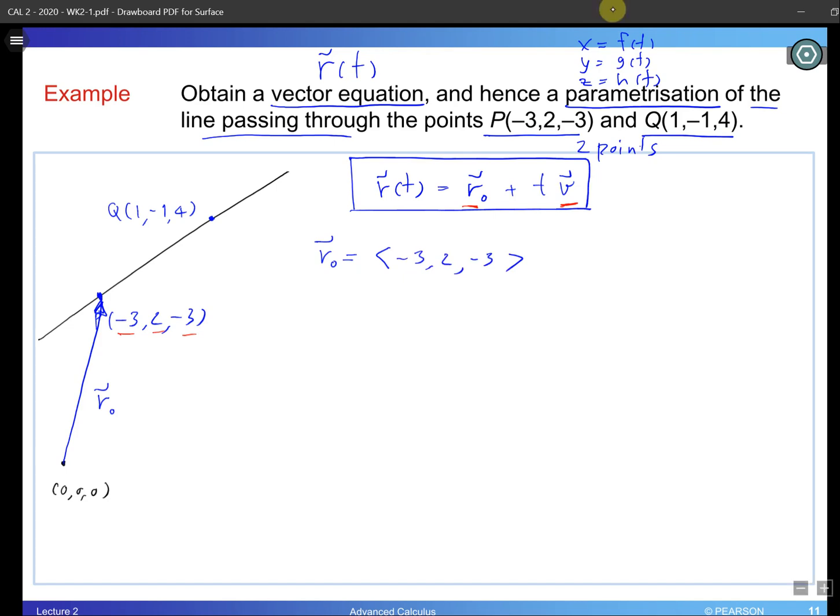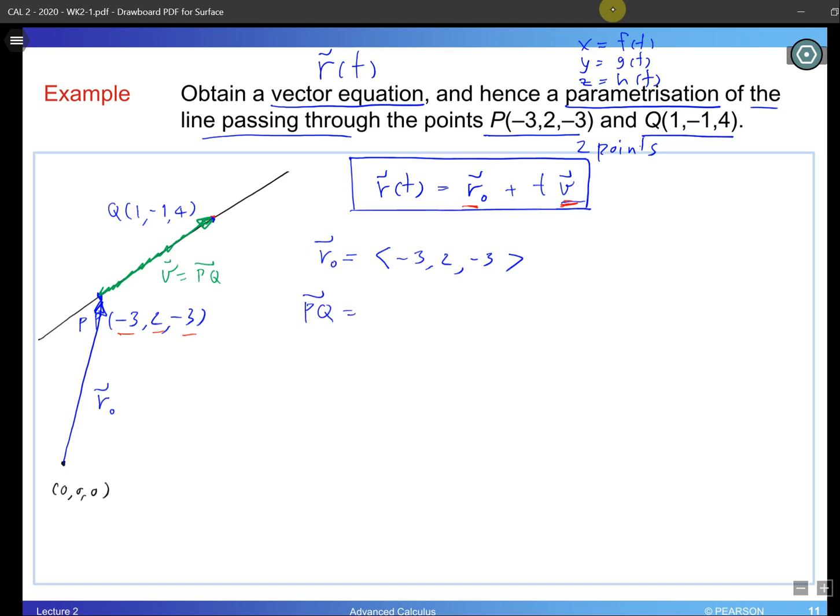But then I don't have this vector v. So what should I do? I'm going to make use of this point Q on this line. Because with this point Q, I can connect P and Q together and create this vector v. Alright, so what you see right here is vector v, and it's equal to vector PQ. So why don't we find that vector PQ?